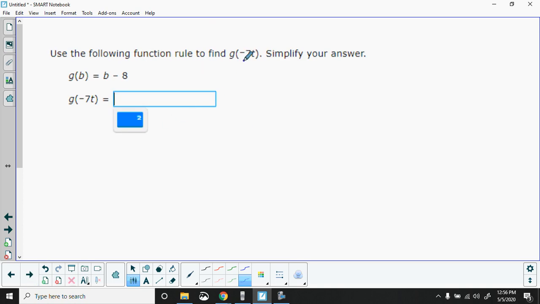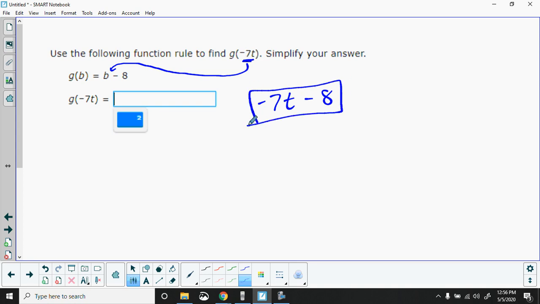Again, all of this, I know it's not just a number, but there's a t now. All of that gets plugged in where the b is. So negative 7t minus 8. Then we need to simplify. This is as simplified as it gets. These are not like terms. So this is your answer. And you just plug it in.